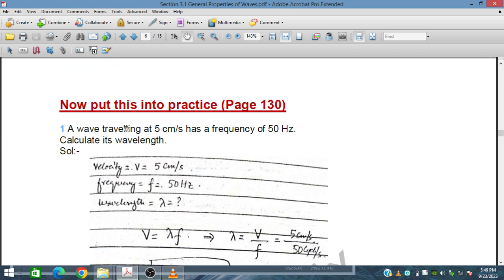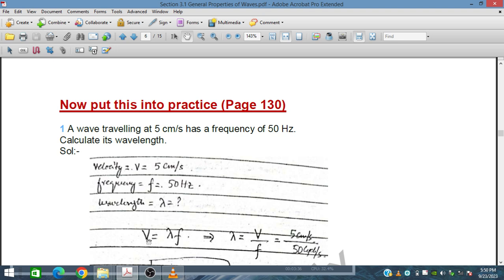So let's solve some practice questions from the book of John Duncan and Heather Kennett. Question number 1: a wave travels at 5 centimeters per second, so this is the speed, and has a frequency of 50 hertz. Calculate its wavelength. So the frequency is given as 50 hertz, and the velocity or the speed is given as 5 centimeters per second. So the wavelength is this.